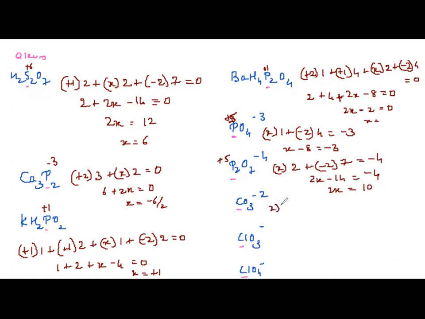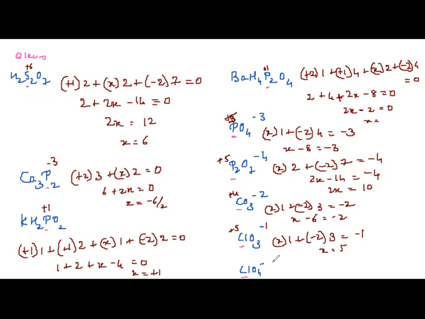Carbon, X into 1 atom plus oxygen minus 2 into 3 atoms is equal to minus 2. So X minus 6 is equal to minus 2. Therefore, what is X? It is plus 4. Correct? ClO3 minus. Chlorine is X into 1 chlorine atom plus oxygen is minus 2 into 3 oxygen atoms is equal to minus 1. ClO3 minus, here 1 it is. Minus means 1, minus 1. So X minus 6 is equal to minus 1. So X is equal to what? It is 5. So chlorine is having plus 5 charge. Cl has plus 5 charge.